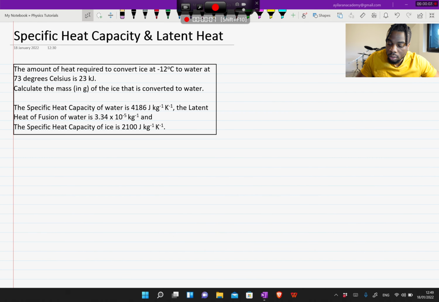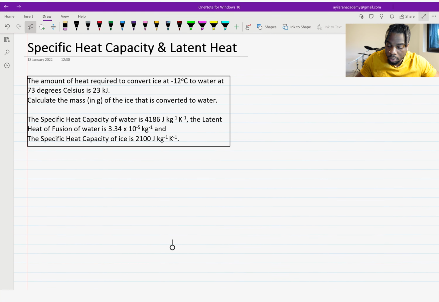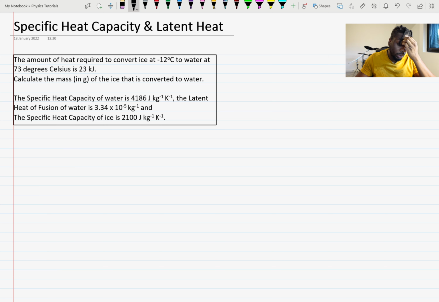Hi guys. Today I thought I'd come online and basically go through a question on specific heat capacity and latent heat. The question says, the amount of heat required to convert ice at 12 degrees Celsius to water at 73 degrees Celsius is 23 kilojoules. Calculate the mass in grams of the ice that is converted to water.